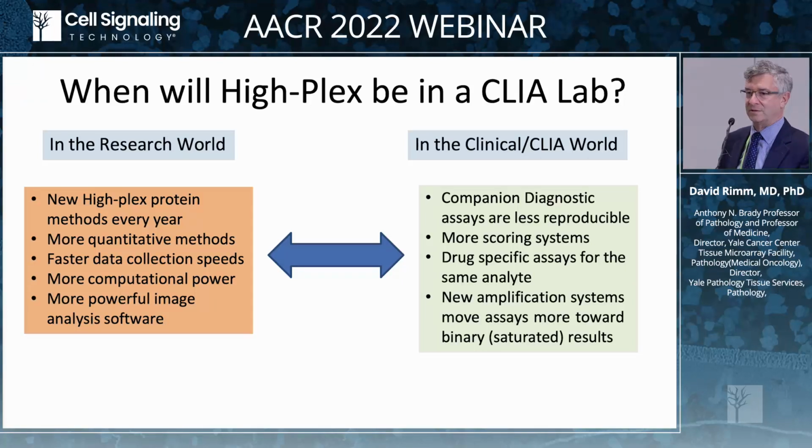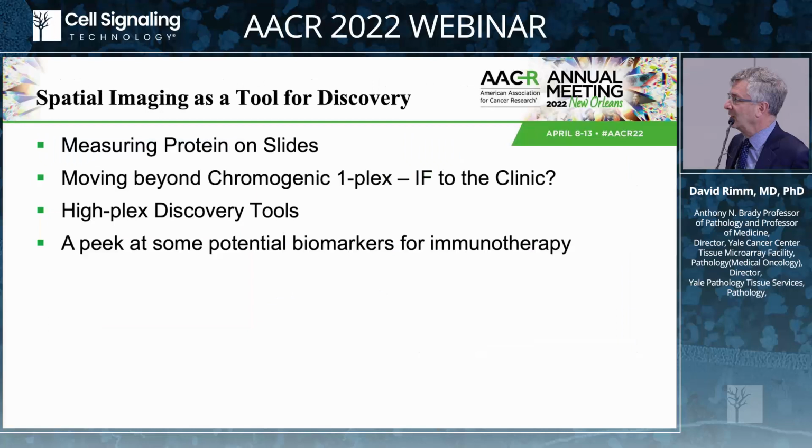And I think what Scott's doing, and what we hope to do in our CLIA lab with just 3-plex or 4-plex, or in Scott's case 6-plex, is probably the best we'll see in the near future. And maybe someday we'll take some of these high-plex 30 or 50-plex to the CLIA lab, but I don't think it'll happen anytime soon.